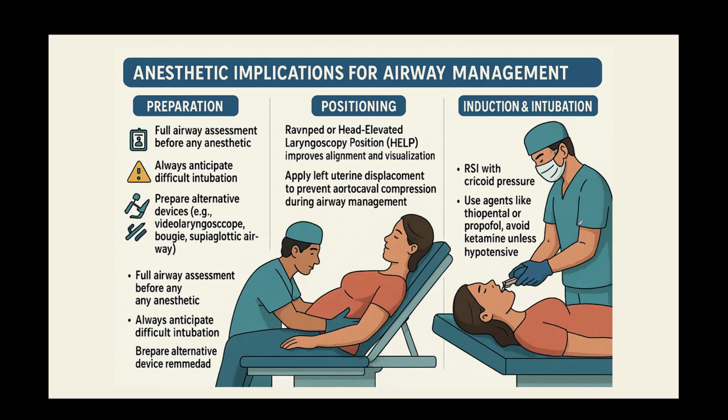So, anesthetic implications of airway management. Preparation: always have a full airway assessment before any anesthetic procedure. Always anticipate difficult intubation. Prepare alternative devices: video laryngoscopy, bougie, supraglottic airway, and those are essential. Positioning: always use a ramped or head-elevated laryngoscopy position, which helps improve alignment and visualization of the vocal cords. Apply uterine displacement, left lateral uterine tilt, especially after 18 weeks when aortocaval compression happens.